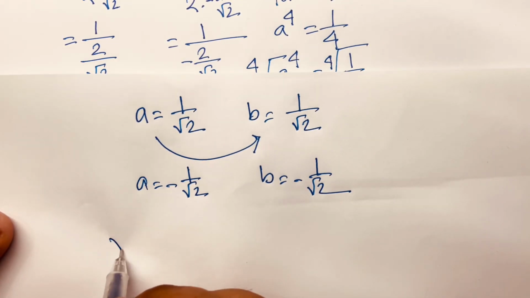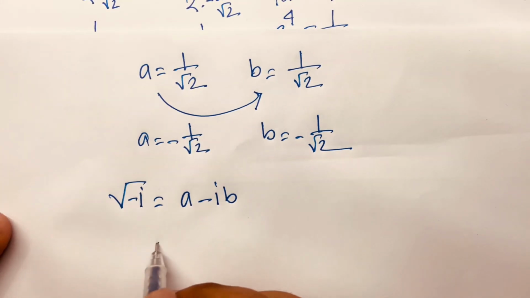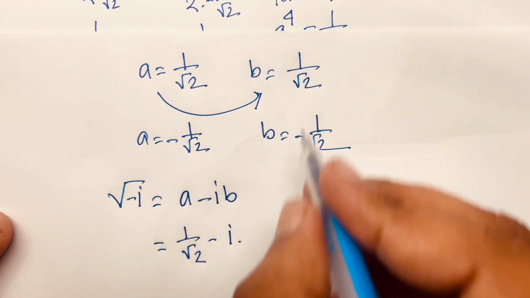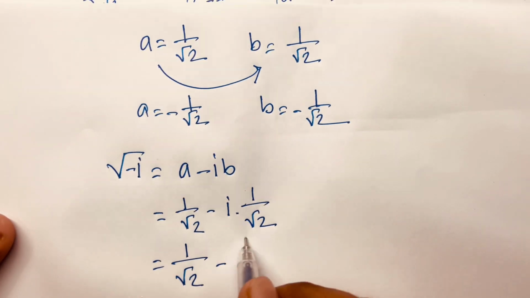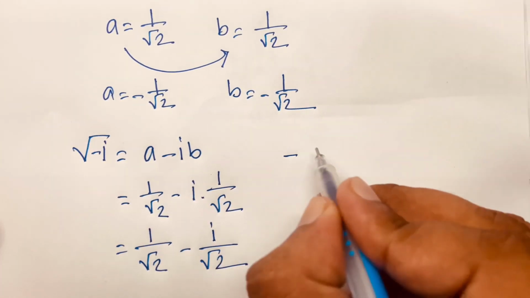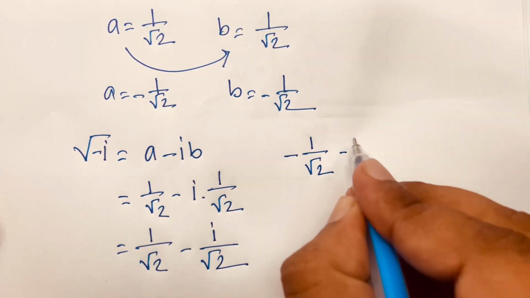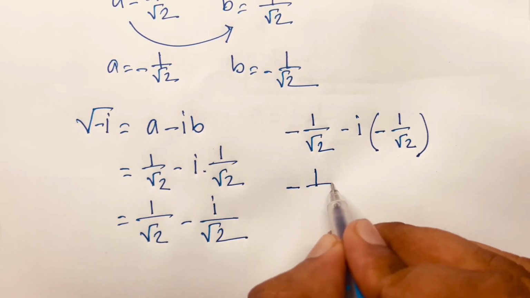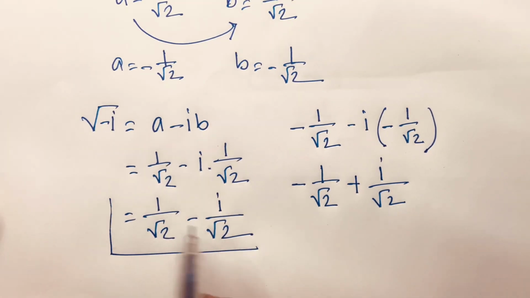Remember that first of all the square root of minus i is equal to a minus ib. So I can say a is 1 over square root 2 minus i times b, which is 1 over square root 2. Then it will be 1 over square root 2 minus i over square root 2. And again a is equal to minus 1 over square root 2 and b is equal to minus 1 over square root 2. Now in this case I can see easily minus 1 over square root 2 minus minus, it will be plus i over square root 2. So this is our final answer.